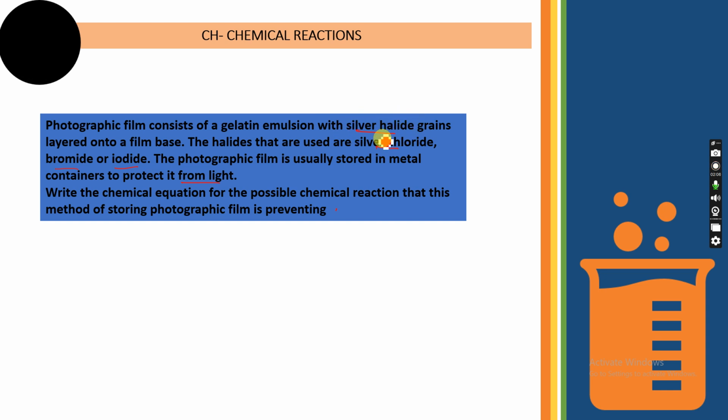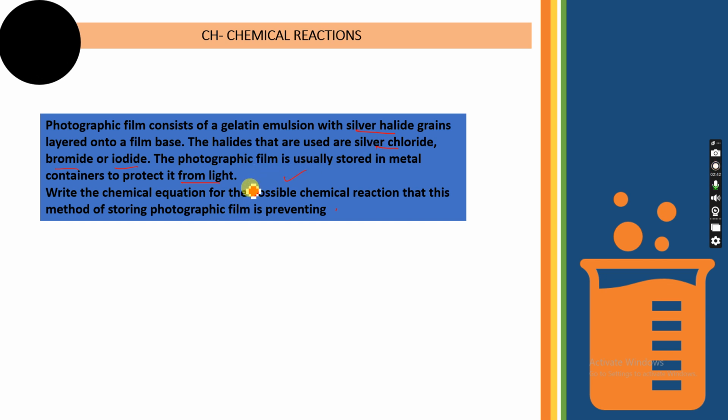If you have studied the decomposition reaction, especially the photochemical or photolytic decomposition reaction, there were two examples, one of silver chloride and one of silver bromide, right? This question is related to that. When light falls on silver chloride, it decomposes. The same thing is being asked here in a case based question. They have asked you to write the chemical equation for the possible chemical reaction. So what chemical reaction will happen if light falls on it?